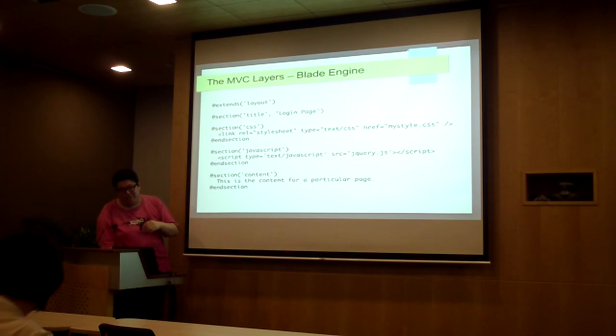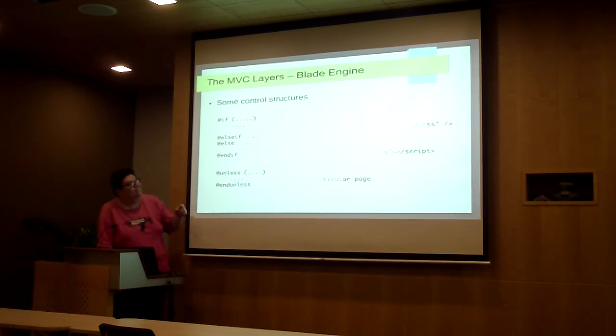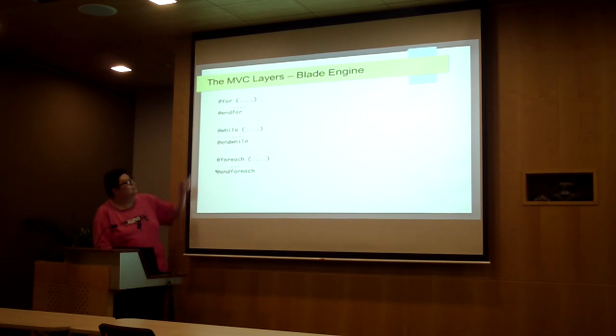In Blade Engine, we have some control structures. In views we always have those common structures, like if, else, and loops. These are very common structures, right? So in Blade Engine, it is supported this way. Whenever you want an if statement, you simply use an at sign: if, else if, else, and end if. For example. Blade Engine also has this unless tag, which is just the opposite of an if. There's nothing special about it. And the rest is just loops and so on.